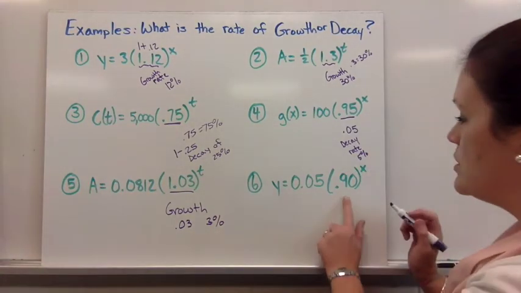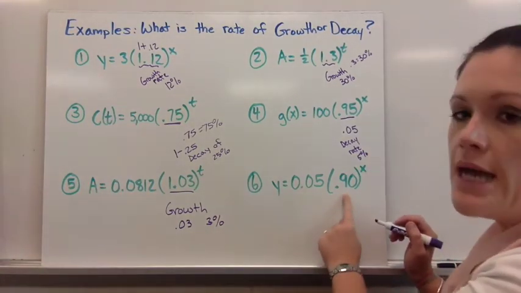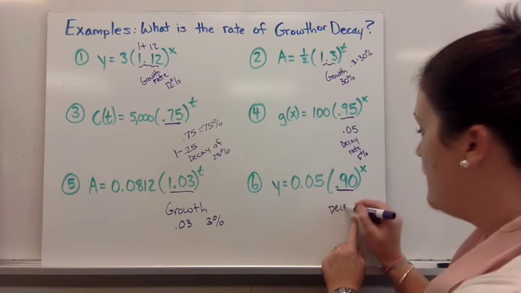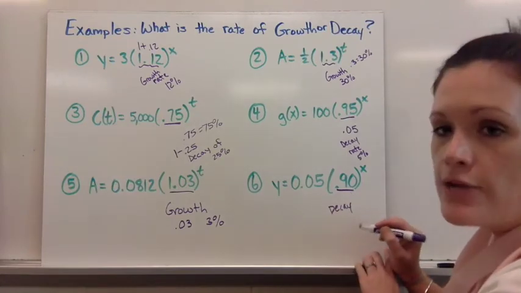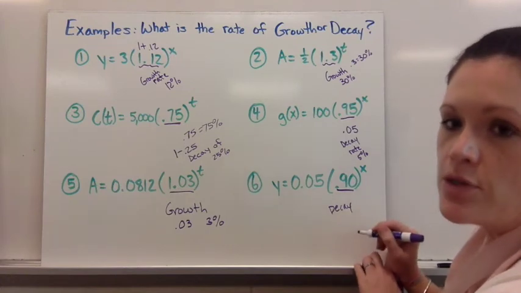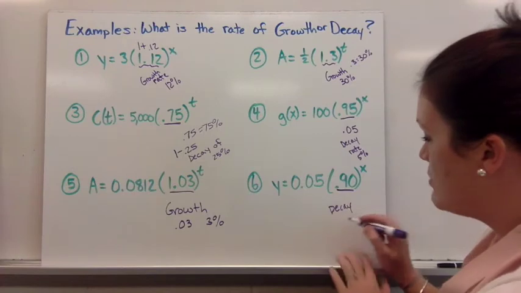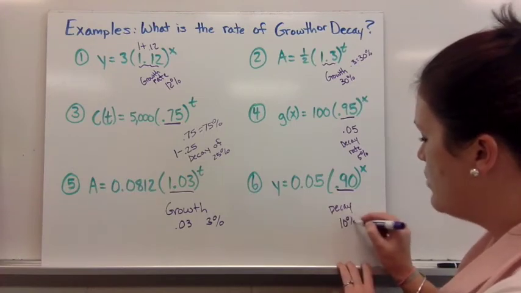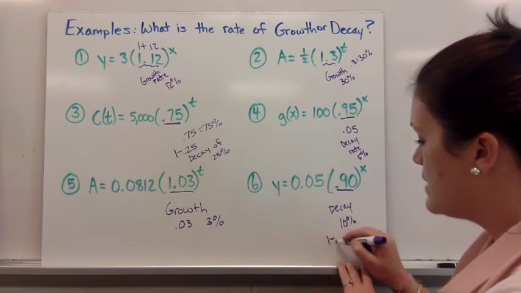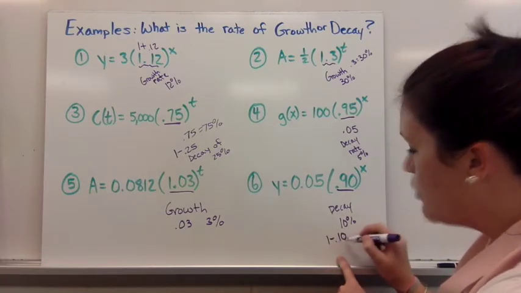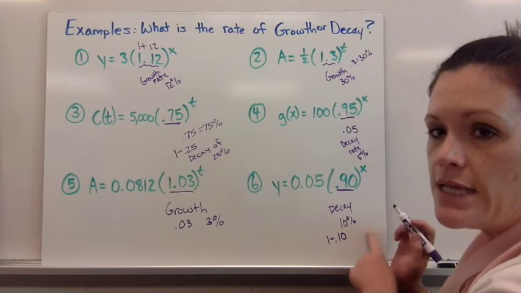And for the last one, we look at the 0.90. That's less than 1, so this one was decay, or declined, or depreciated. Usually they're D words that we use with these, but it's a decay of 10%, because 0.9 is 1 minus 0.1. That's where that came from. So 1 minus 0.10 is a decay of 10%.